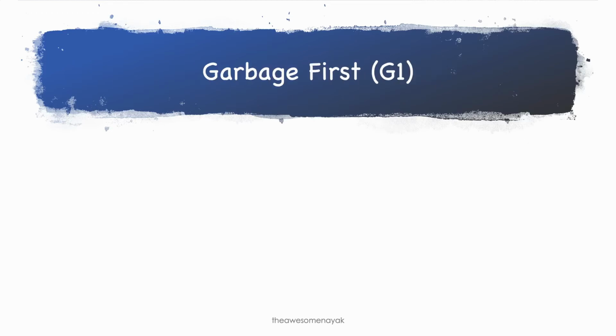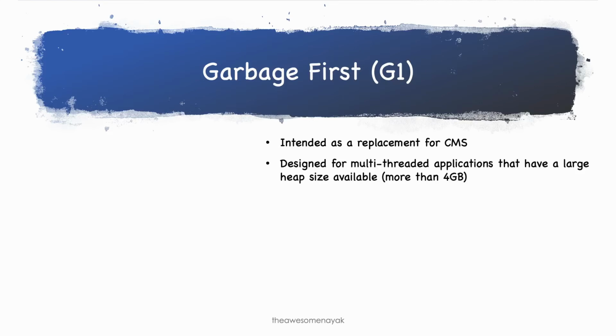The garbage first collector or G1GC was intended as a replacement for the CMS GC. It is designed for multi-threaded applications that have a large heap size available, typically more than 4 GB. It is parallel and concurrent like CMS, but it works quite differently under the hood compared to the older garbage collectors. Although G1 is also generational, it does not have separate regions for young and old generations. Instead, each generation is a set of regions, which allows resizing of the young generation in a flexible way.